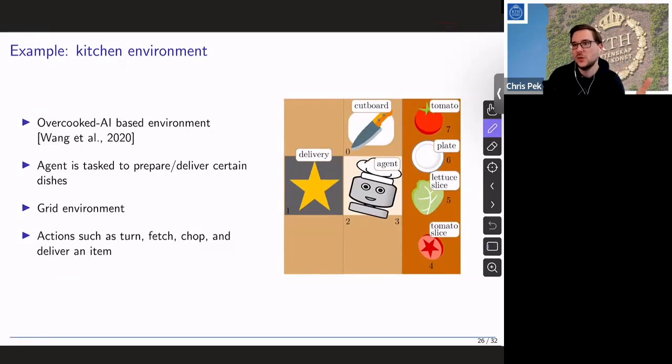All of us know how to chop items, what is in the salad, what you need for a sandwich, and so on. It's a grid environment, so it's also discretized states. The agent has certain facing directions and so on, which you can see here with the numbers. So 0, 1, 2, 3 until 7 are the facing directions, and it has actions such as turn clockwise, turn counterclockwise, fetch an item, drop an item, and deliver an item to the delivery.